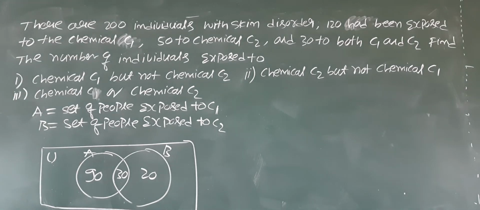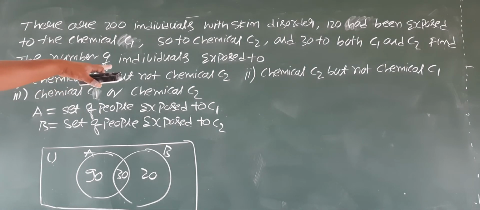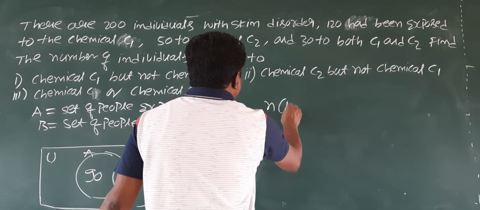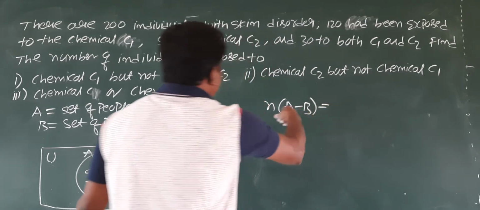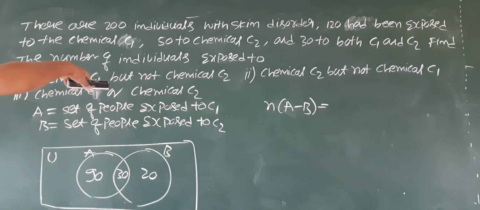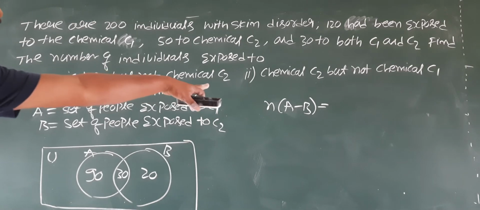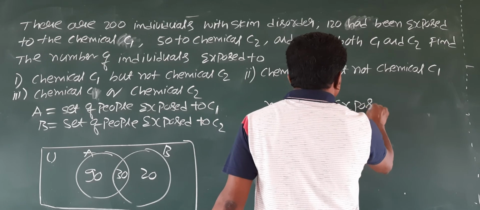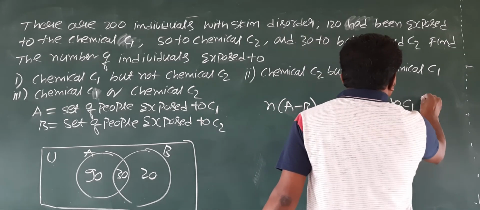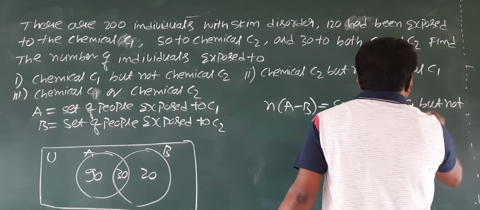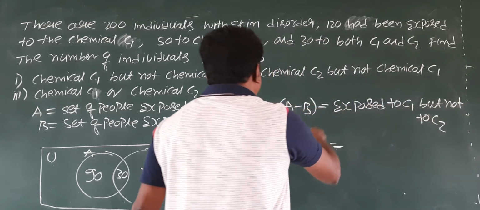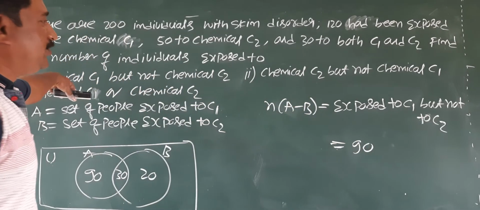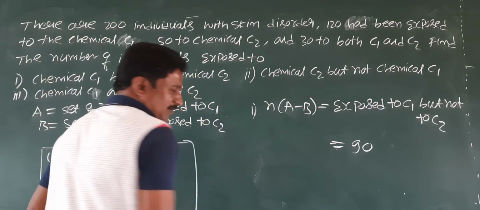Now let us calculate chemical C1 but not C2. The first one is the number of elements in A minus B. A minus B means A but not B, that is exposed to C1 but not to C2. So how many elements are there in A minus B? 90. We got the answer for the first one. Now write the second one.